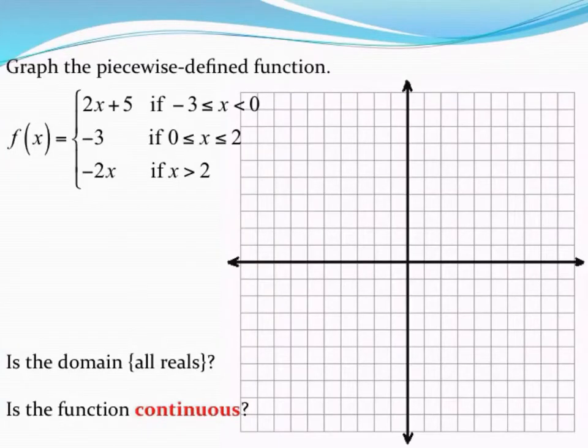To start graphing this piecewise function, I'm going to start with drawing my boundary walls for the top piece. So my boundary walls are going to occur at -3 and 0. Something special will happen at my graph at those locations.